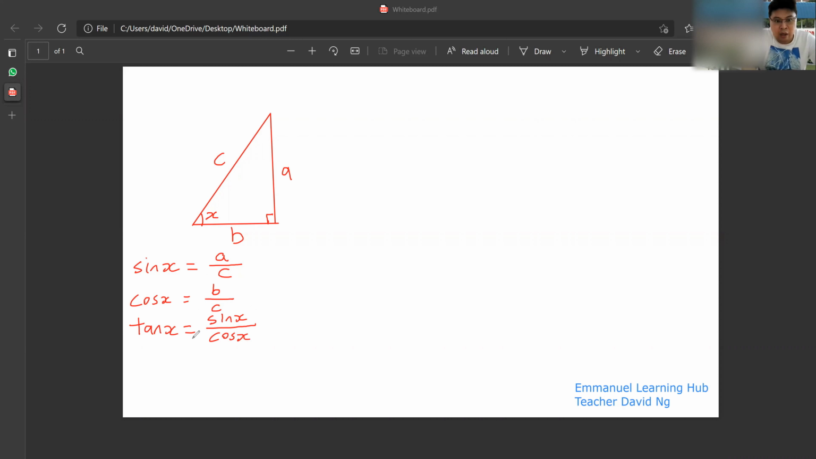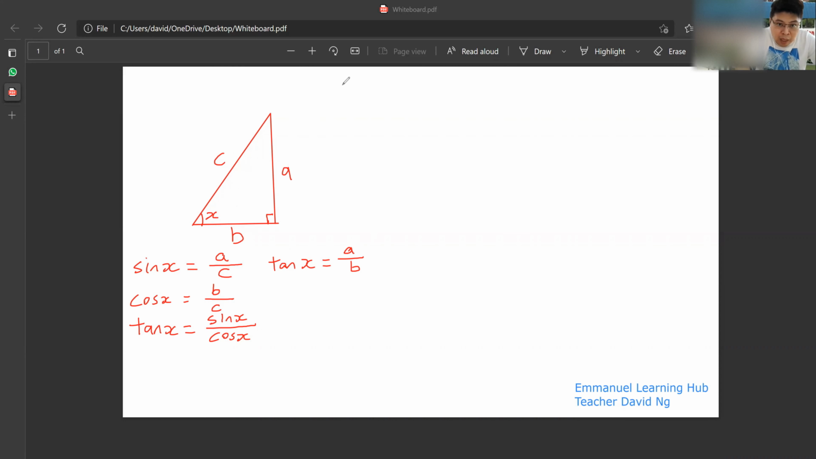So why is this so? I'm going to prove this to you. You have your tangent x over here. Your tangent x is opposite over adjacent, right? That's your A over B. So based on the definition, your sine x is A over C, cosine x is B over C, tangent x is A over B.